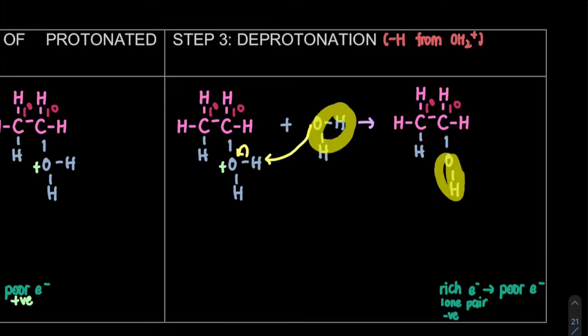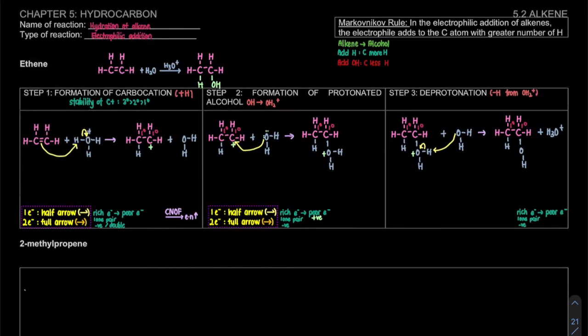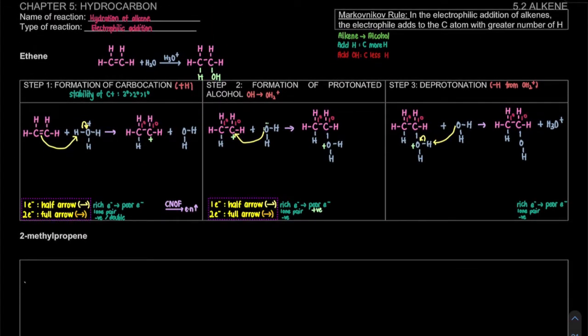So what will happen to this one? Okay, either you do the expanded version, or it's fine if you just write it down as H3O plus, which is back to our catalyst. Okay, so that is the mechanism for the hydration of alkene. They're quite straightforward.